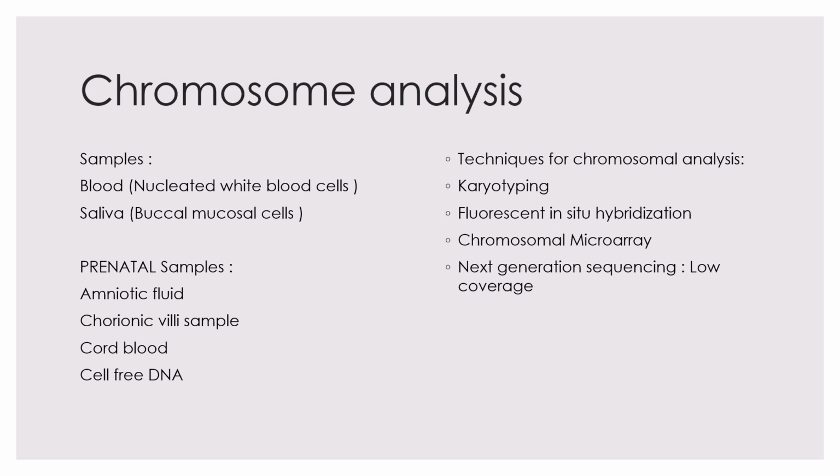Of course, we can do prenatal testing in many other genetic disorders, but for chromosomal analysis also in the unborn baby, we sometimes need prenatal diagnosis, where we need prenatal samples. In prenatal diagnosis, we can use either the amniotic fluid, the chorionic villi sample, the cord blood, or cell-free DNA. Now, what is amniotic fluid?